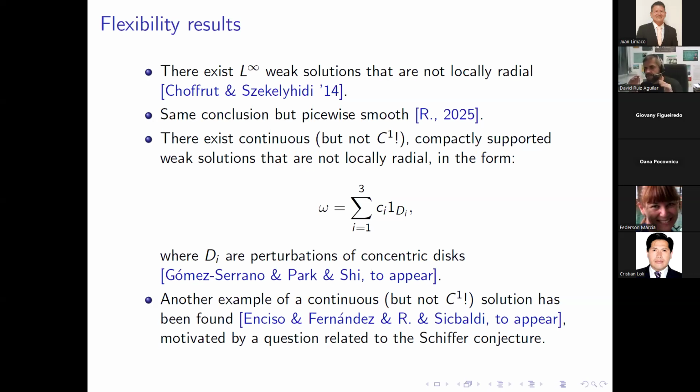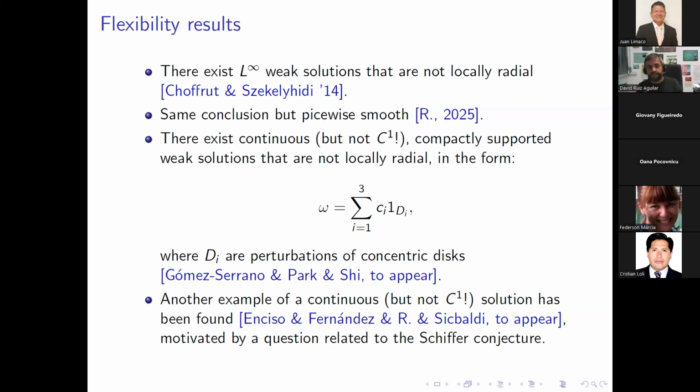The degree of regularity was improved, first by a paper by Gomez-Serrano, Park, and Shi. In that case, they work in, say, the vortex patch setting. What they do is find a linear combination of vortex patches, so a linear combination of characteristic functions on certain domains, and they prove that if you choose the parameters and the domains appropriately, you can have a solution which has compact support. But here, the solutions are continuous, but not C1.